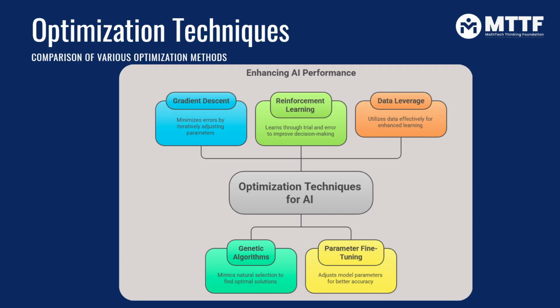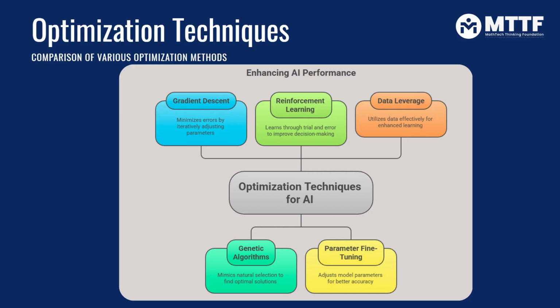In reinforcement learning, automation happens through interaction with the environment. The model learns by maximizing reward and minimizing penalties over time. Data leverage focuses on making the best use of the available data through feature selection, data weighing, and efficient sampling to enhance learning effectiveness. Genetic algorithms take inspiration from natural evolution.